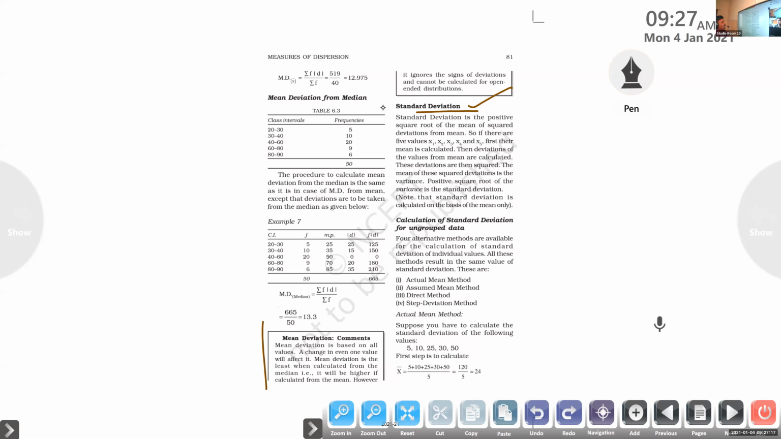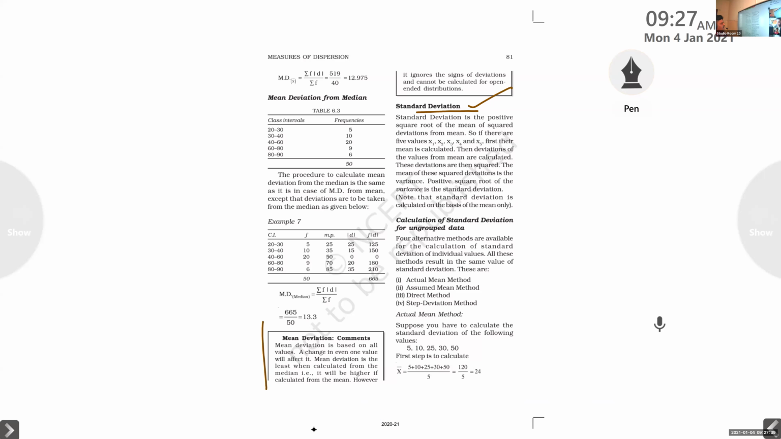Second step. Third, these deviations are then squared. We want to square the deviations. The mean of this squared deviation is the variance. Clear? The positive square root of the variance is the standard deviation. Underline that. So standard deviation is calculated on the basis of the mean only. It is strictly connected with the mean. Without finding the mean, it is impossible to find the standard deviation, SD.